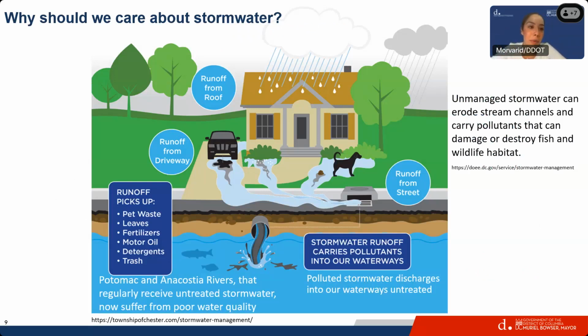I'm going to talk a little bit about stormwater. What is stormwater and why do we have to care about it? Stormwater is basically rain or melting snow that runs off from roofs, driveways, streets or lawns and enters our storm sewer system and ends up in our rivers, which are the district waterways: the Potomac, Anacostia, and Rock Creek. Runoff usually picks up pet waste, leaves, fertilizer, oil, detergent, and trash, and then enters our streams without any treatment. So unmanaged or untreated stormwater causes damage to our stream channels, our rivers, and the environment.